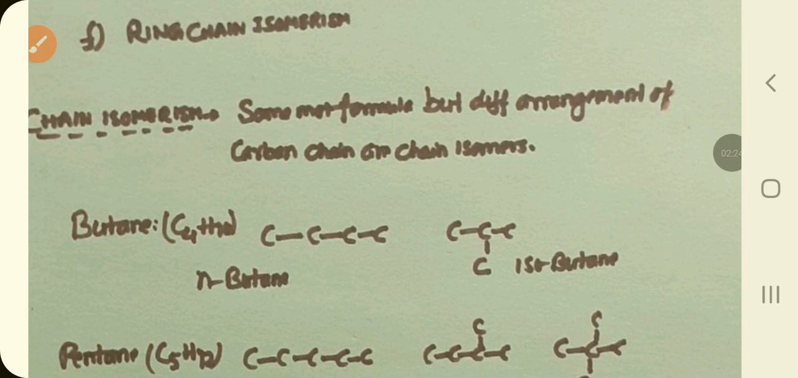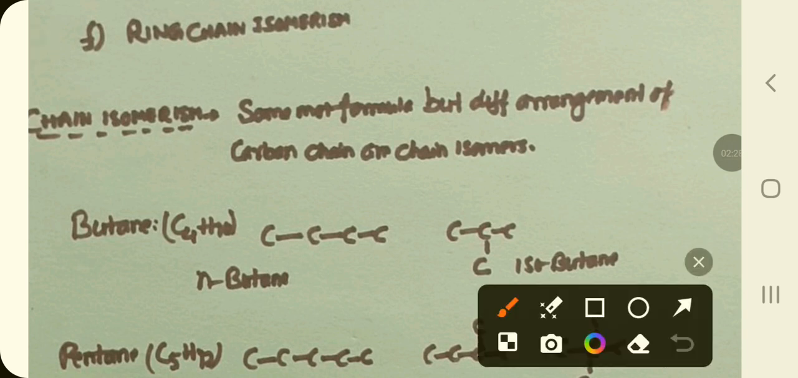Now you can see that the definition we have already discussed: same molecular formula but having different arrangement of the carbon chain are called chain isomers, and the property is called chain isomerism. Now in this segment we have considered some of the hydrocarbons which show chain isomers from the alkane family.